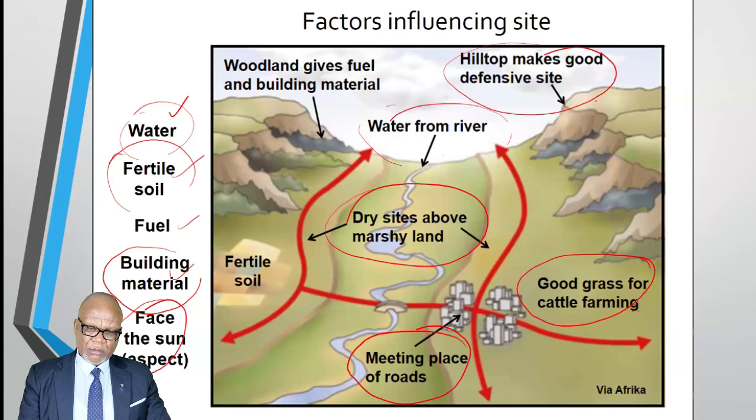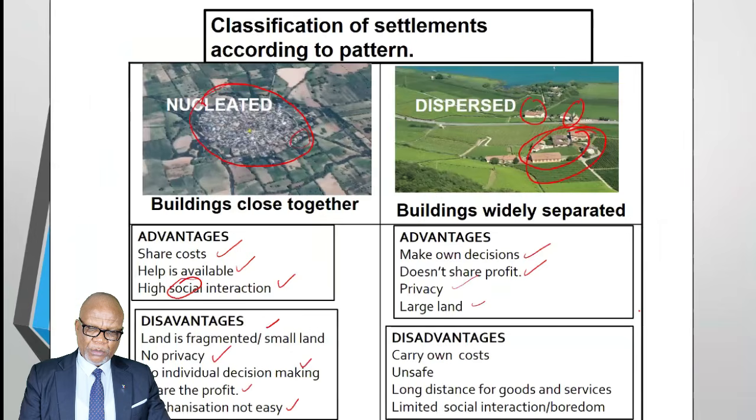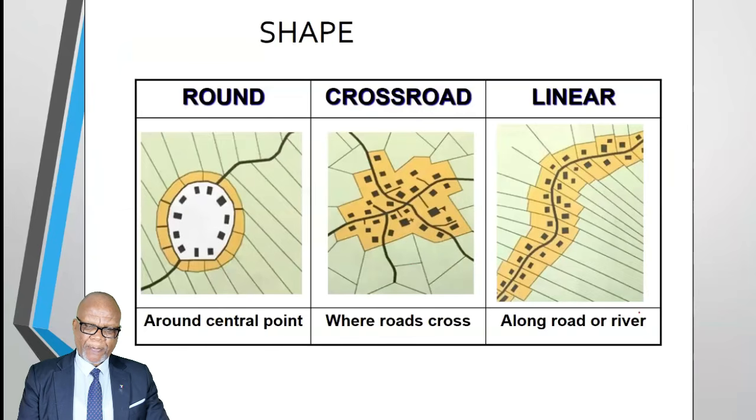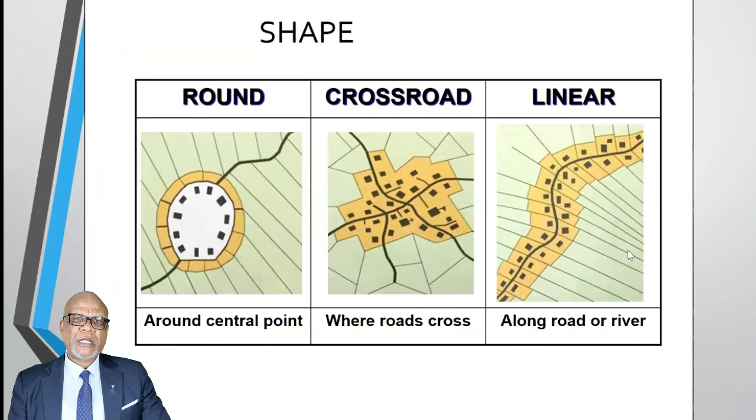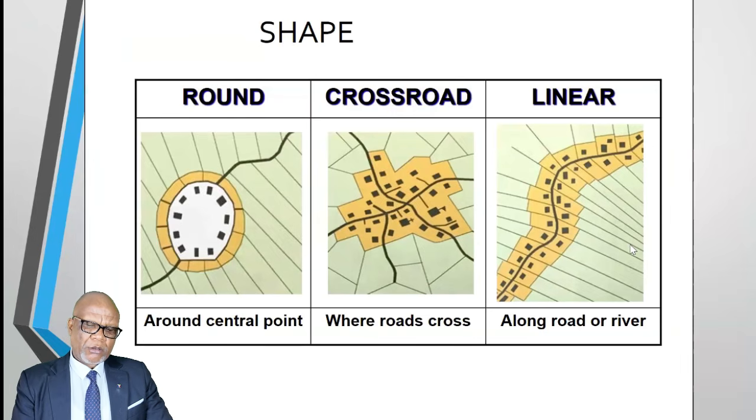Now let's look at shapes of settlements. Now we have three shapes that we are looking at. So we have a round shape. You should be able to answer this question. Identify the shape.